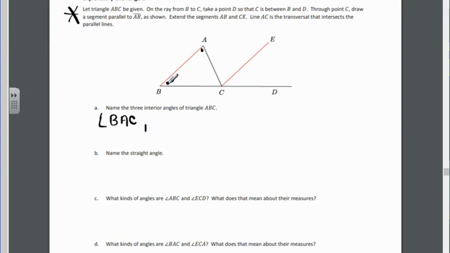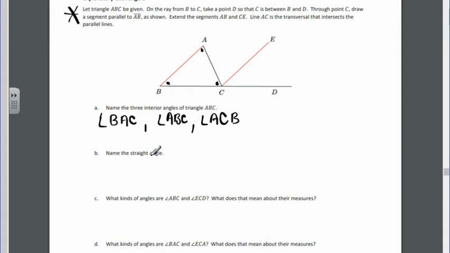If we look at this angle right here with the B, it could be named 2 different things. It could be named angle A, B, C, or it could also be named angle C, B, A. The most important thing is that that B is in the middle. And then the last interior angle or inside angle of that triangle is the C, but we have to name it with 3 letters. So you could name it angle A, C, B, or you could also name it angle BCA, either way. So those are the 3 interior angles of that triangle.